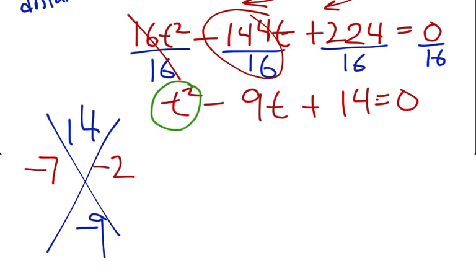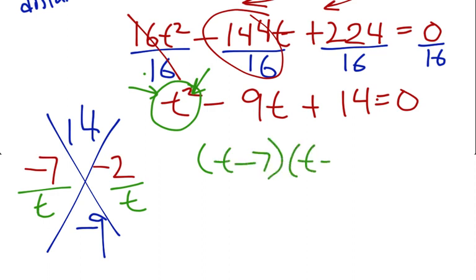So I take my t squared, I cut it in half, and I get t. And when I say cut it in half, I'm cutting the exponent in half, not the number in front, by the way. So it's just t minus 7 times t minus 2 equals 0. Which means I get two answers. I get t equals 7 and t equals 2.